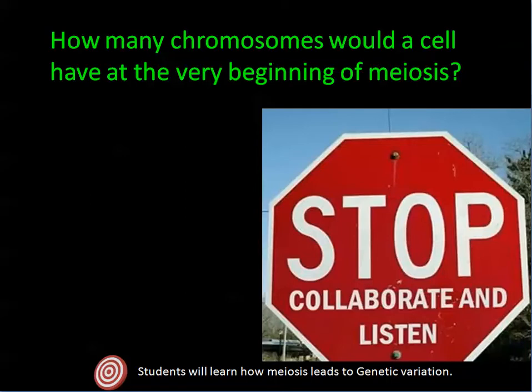How many chromosomes would a cell have at the very beginning of meiosis? That's a good question. We're talking about people, not like a strawberry. But how many chromosomes would a cell have at the very beginning of meiosis? Alright, so this one is a little tricky. You probably said 46, and that's a really good guess because your normal cells have 46 chromosomes.